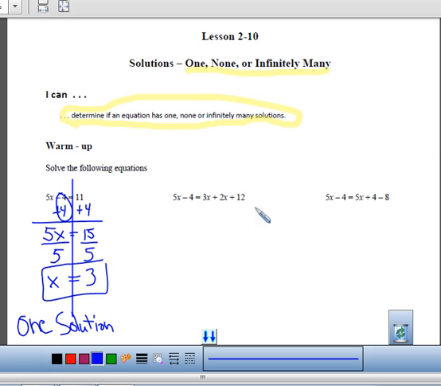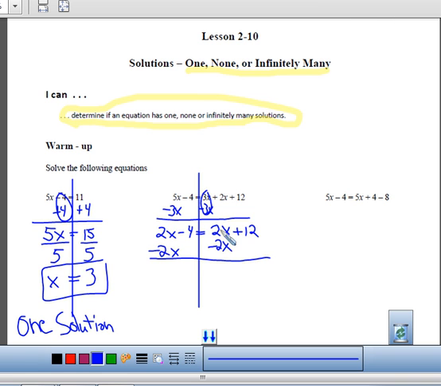Okay, the next one. Let's take a little bit slower here. First thing that we're going to do is, I have variables on both sides, so I'm going to start by subtracting 3x on both sides. And I know some of you might be saying, well, can't you combine like terms? And yes, you can. But I want to do this a different way so that you can see it unfold. Equals 2x plus 12. Now I'm going to subtract the 2x from both sides.